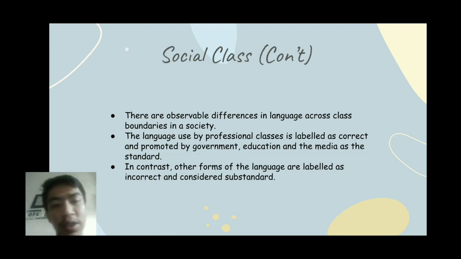And then the next one is social class. There are observable differences in language across class boundaries in a society. The language used by professional classes is labeled as correct and promoted by government, education, and the media as the standard of language. In contrast, other forms of the language are labeled as incorrect and considered substandard.